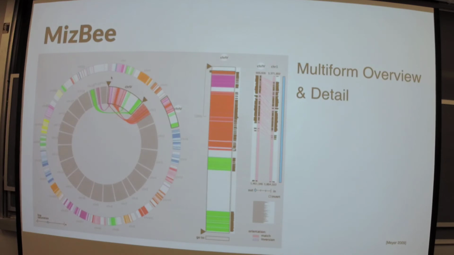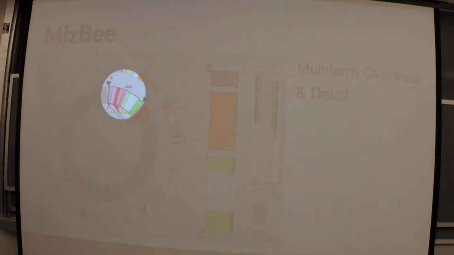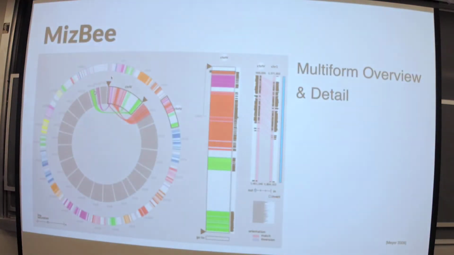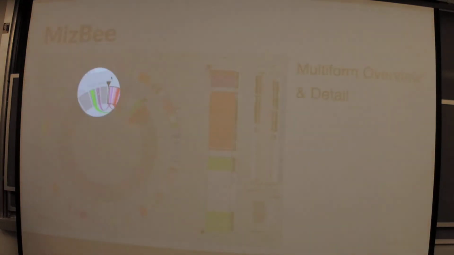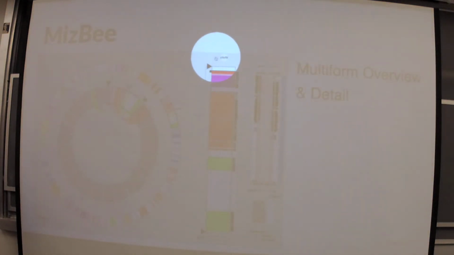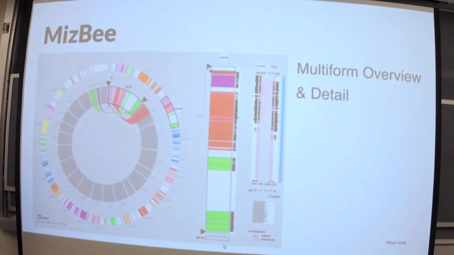Here's an example of multiform overview and detail. This is from Marian Meyer's work. The context here is comparing two different species from a genetic point of view. You have the overview of a whole species, and then you can select one particular chromosome and see how it relates to other species. This is what's shown here, and then a detailed view is shown on the right. This chromosome 4 is also replicated here, chromosome 4, and we show this in more detail.